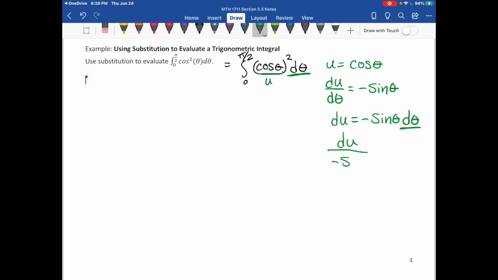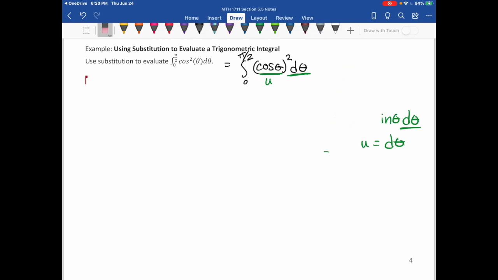Now, if I solve this for d theta, I'm going to get 1 over negative sine theta times du is equal to d theta. And if you notice in this integral, I don't have any sine thetas. I can't replace d theta and have du and thetas. I can't mix u's and thetas. I have to have everything in terms of u. So this actually is not going to work. This is one of those times where I tried a substitution, it didn't work, so I have to try something else. I'm going to go ahead and erase this to make myself some more room.